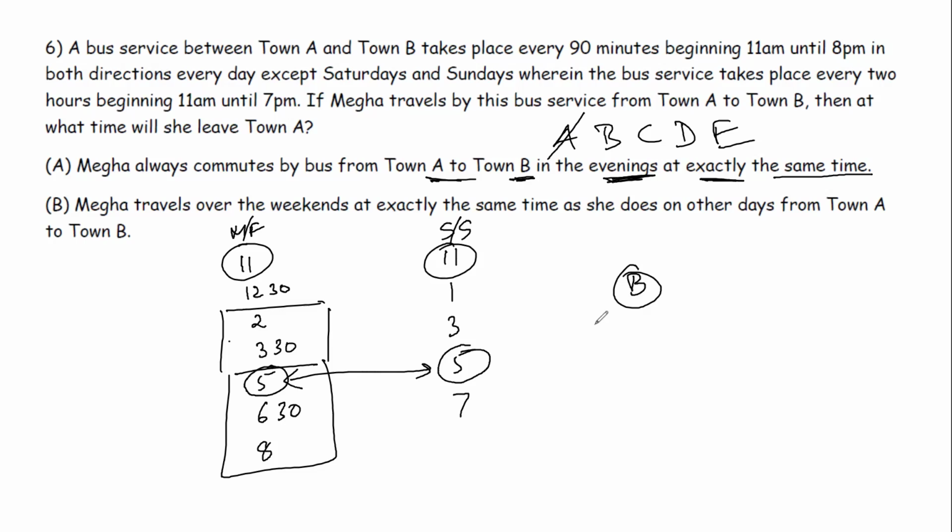So with B alone, she cannot solve, but if we take A and B together, then we come to know that she travels in the evenings at exactly the same time, right? And over the weekends also, she travels exactly the same time as she does on the other days. And so from the 11 and 5, the evening slot, 5 o'clock, is picked up. So therefore, C is the answer. Got it? Yeah. Very interesting question.